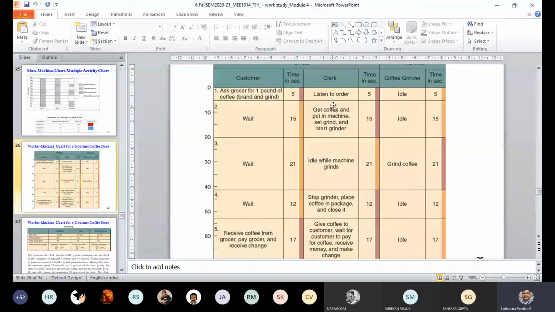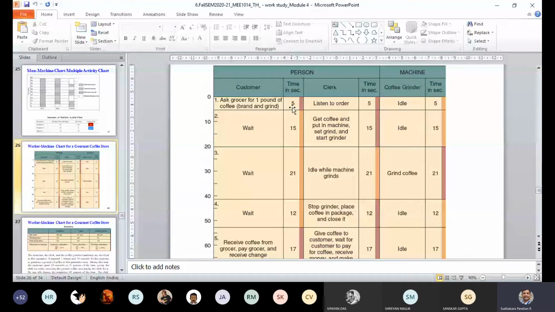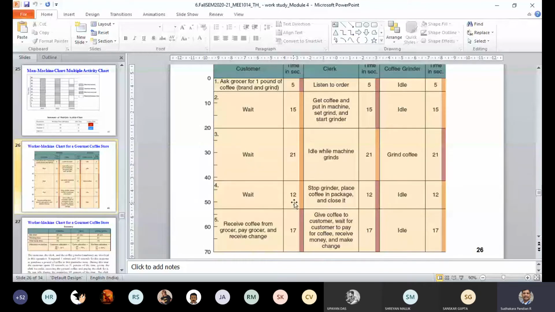So till this time the clerk is continuously working, for which the time is given as 5 seconds, 15 seconds, 21 seconds, 12 seconds, 17 seconds. Whereas the customer is working only for the first 5 seconds, then for activities 1, 2, 3 he is just waiting, that is idle. 15, 21, 12 he is idle. Then at the last row he is doing some work, that means receiving coffee, paying the grocer and receiving change. So at that time both are 17 seconds.